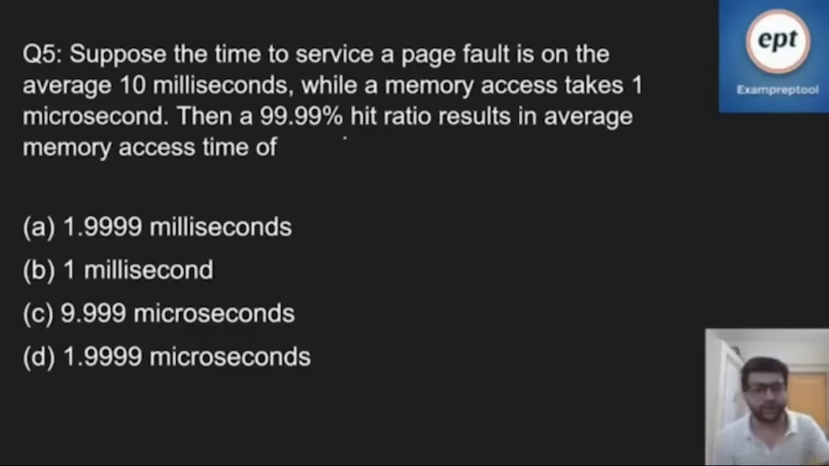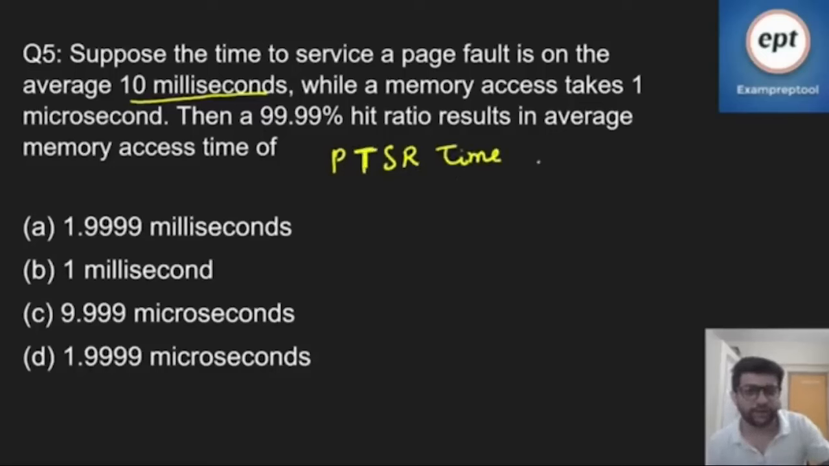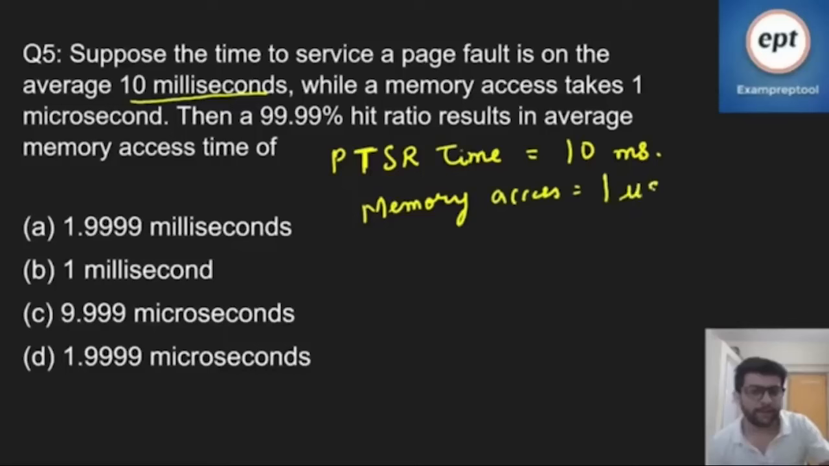Just read the question first before moving on to the solution, and try to solve it on your own, right? So suppose the time to solve a page fault is on an average 10 milliseconds, right? So we have been given that the page fault time, the time to solve the page fault, is equal to 10 milliseconds, and a memory access takes 1 microsecond, so the time to access the memory is 1 microsecond.